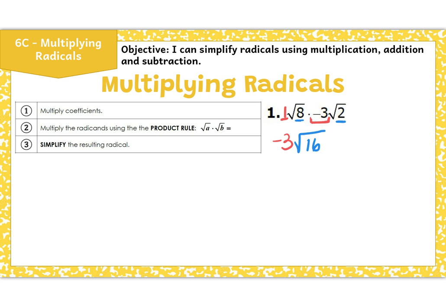So in this case, I'm going back to a simplifying radicals idea. Square root of 16 is the number 4 because 16 is a perfect square. And I have the coefficient of -3 that I'm going to bring down. So I'm going to go ahead and simplify that. -3 times 4 is going to give me -12. That would be my final answer.